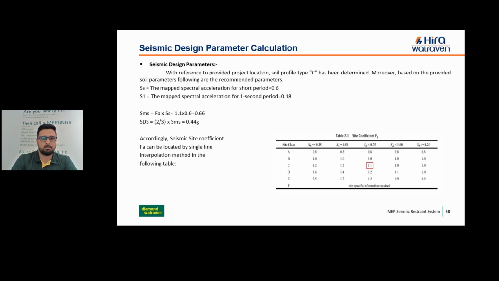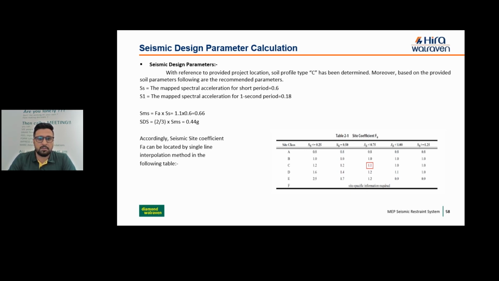Then we have seismic design parameters, and we need to calculate based on soil profile type. We have SS and S1, and you can check them in ASCE or IBC chapter 16 to get all these seismic soil parameters. Based on SS, you can get site coefficient FA, and after computing SS and FA, you can calculate SMS, which is FA times SS. Then SDS is 2/3 of SMS, and in this case it is equal to 0.44 g.